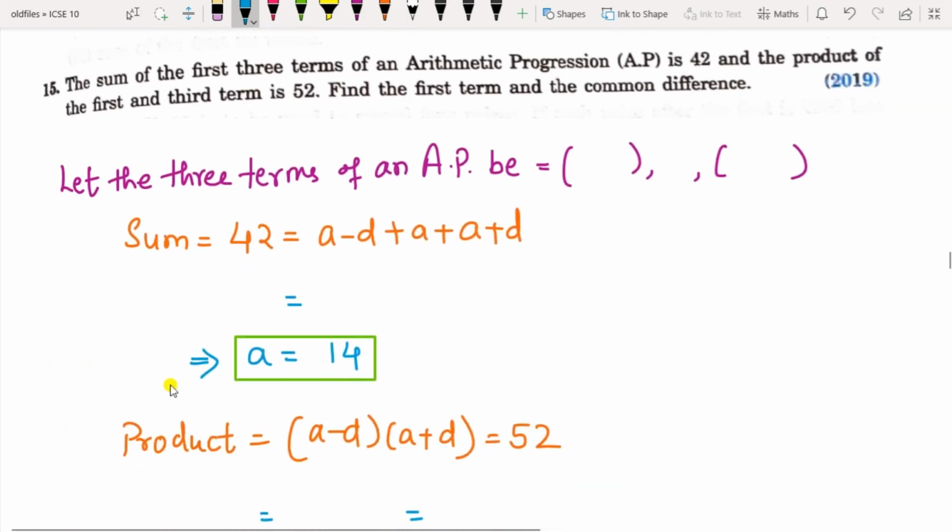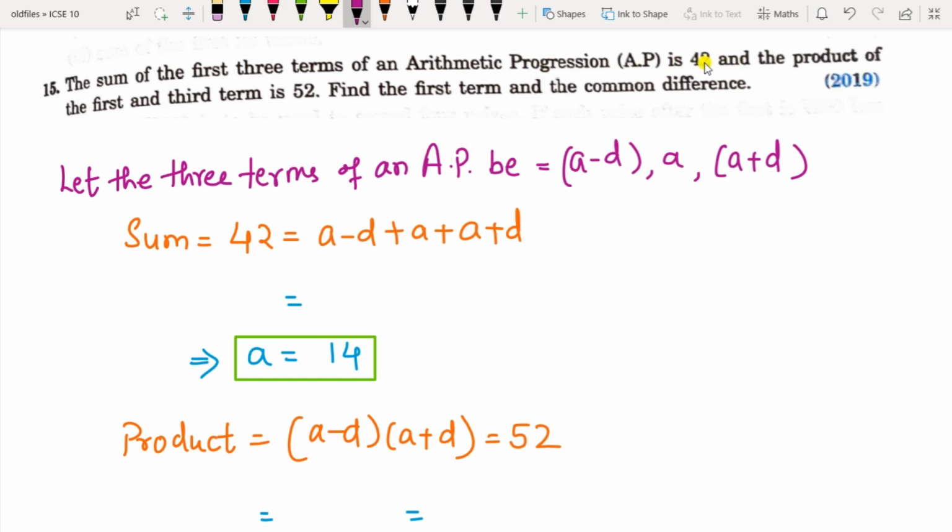Question 15. The sum of the first 3 terms of the arithmetic progression is 42. Now what are the numbers? Those terms have not been given. So let us consider one of the terms as a. Now taking the difference d, we will be writing the preceding and the succeeding numbers. For the preceding we will subtract the difference, and for the succeeding we add the difference. Okay, so these will be the 3 terms of the arithmetic progression.